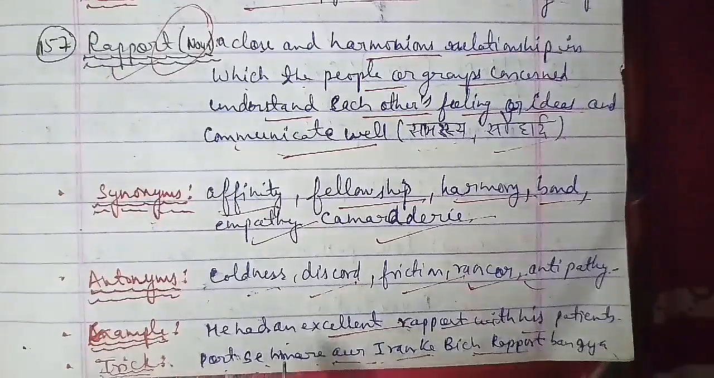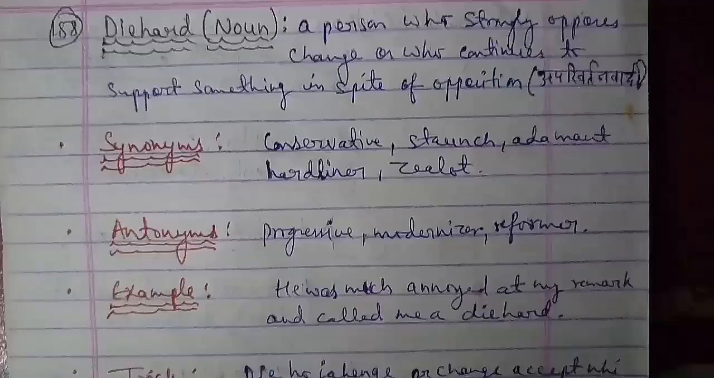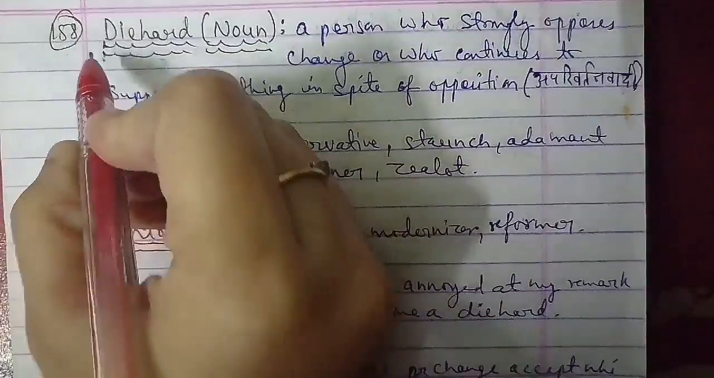Now moving on with the next word, the 158th word, die hard. Die hard is used as a noun. The meaning of die hard is a person who strongly opposes change or who continues to support something in spite of opposition. A person who strongly opposes the changes and who continues to support something in spite of opposition, and that is अपरिवर्तनवादी.